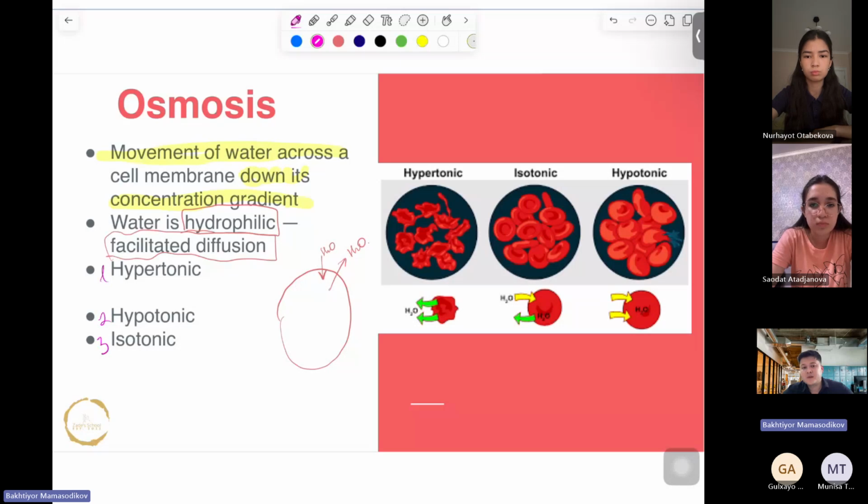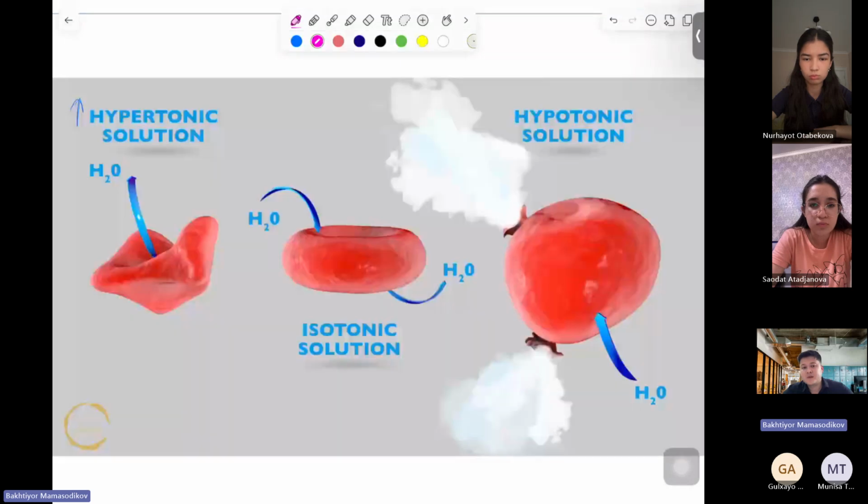So what's a hypertonic solution? What's an isotonic solution? Let's break it down. Actually, what do these look like? What do you think these reddish structures are? Yes, they are hemoglobin molecules. They are red blood cells, right?